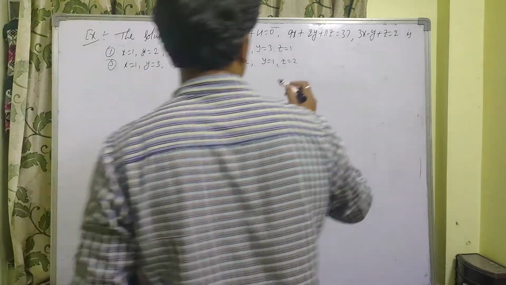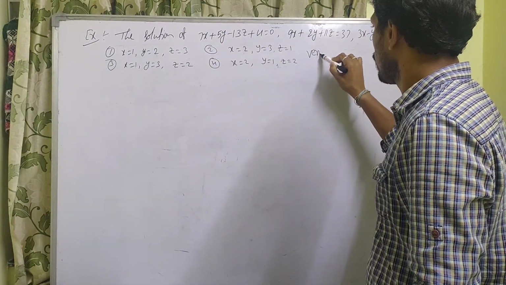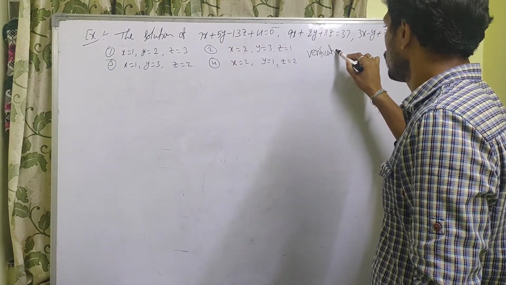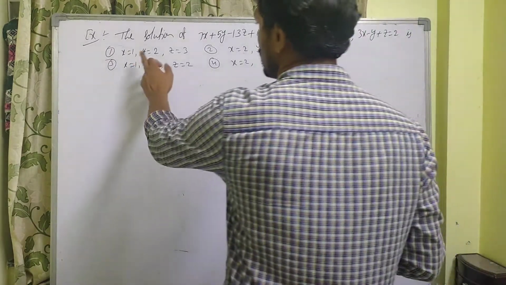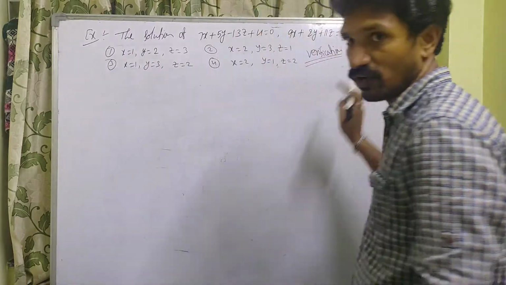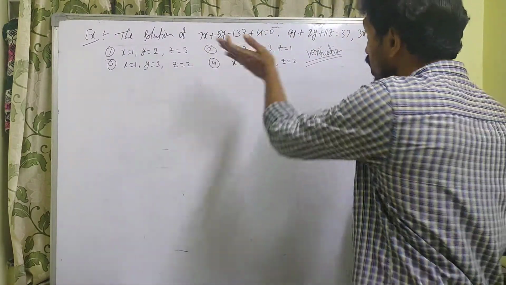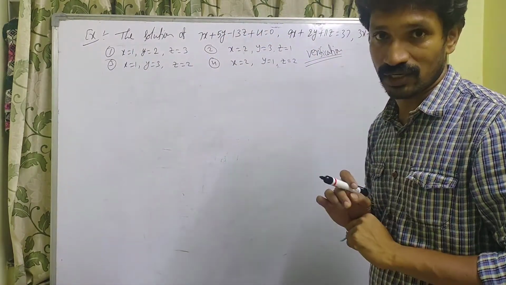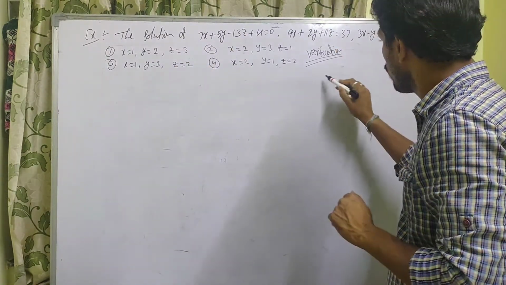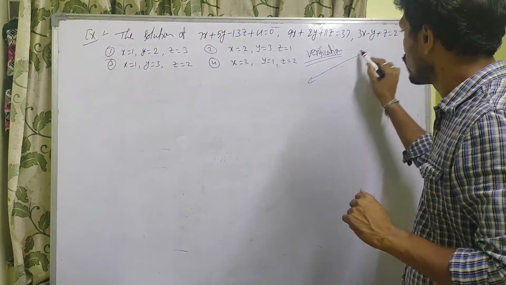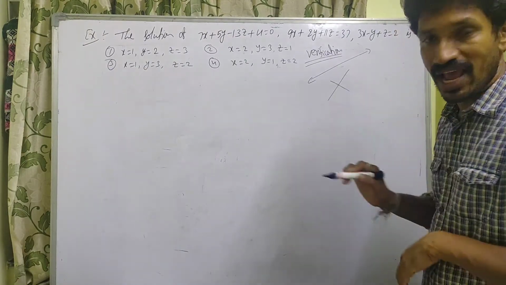What is the shortcut method? Verification method. This method is the verification method. So substitute x, y, z values in all these equations. Which one satisfies all these three equations? That is only your answer. Sometimes the first equation may be satisfied, so the first equation may be like this. This is the equation. Second equation, these two will be like this.